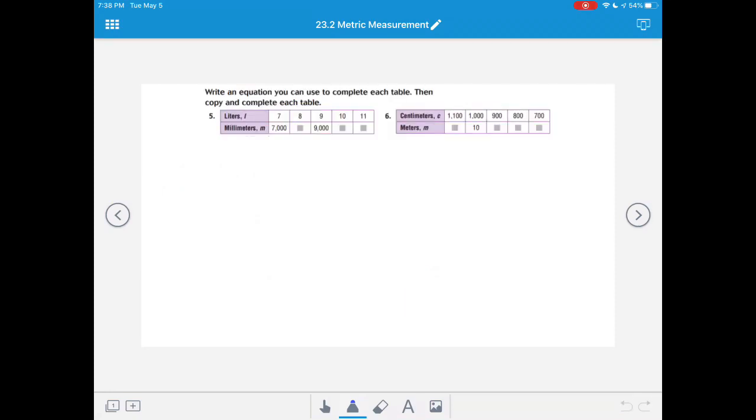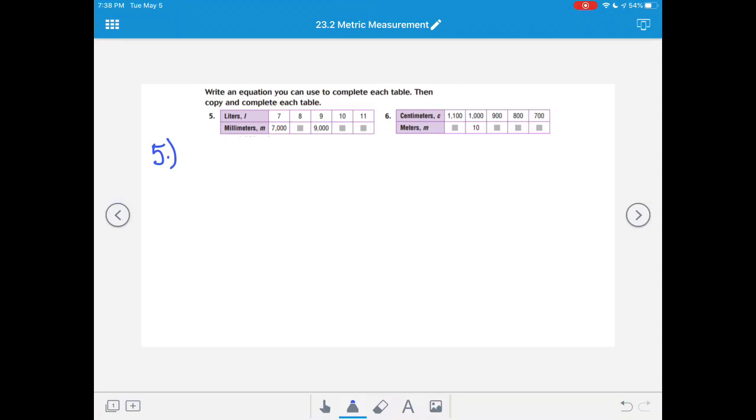So this might seem familiar from yesterday, this next set of the lesson, where we are looking at a chart, writing an equation to help us solve it, and then completing the table. So for this, what I'd like you to do is just see what is happening to each number, write an equation for that, and then check the chart to make sure that that makes sense.